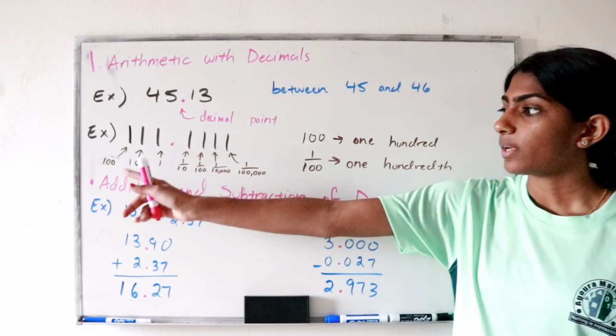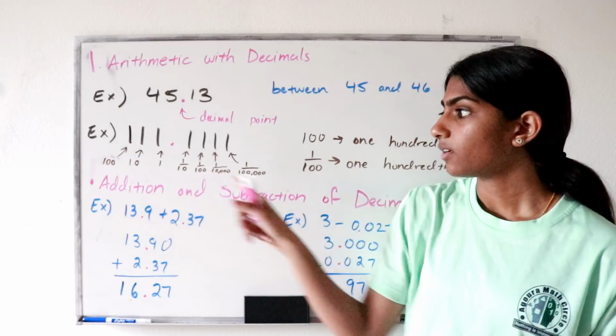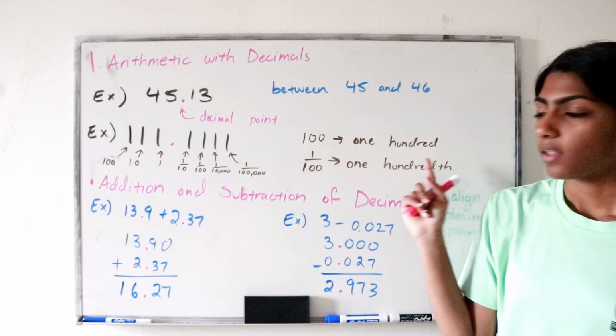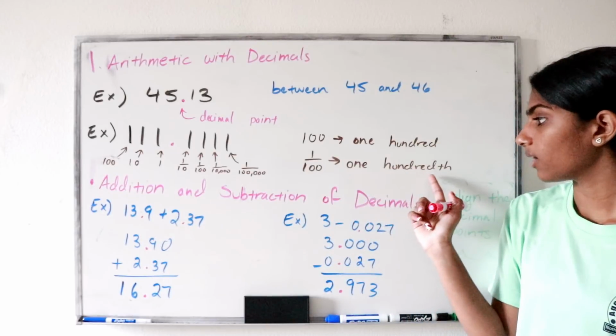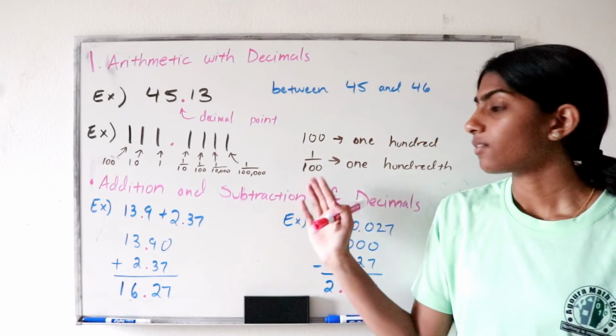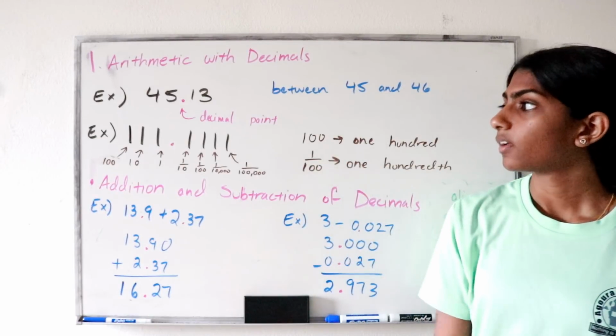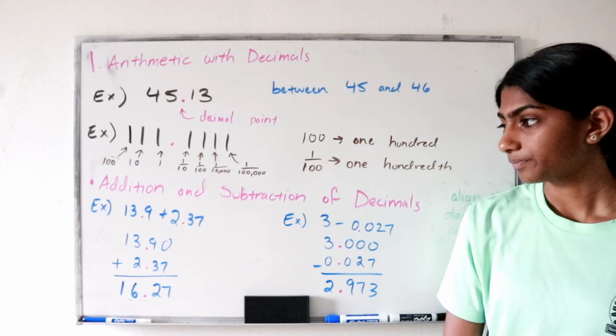So notice how for whatever's on the left side of the decimal point, for example 100, we say 100. But whatever's on the right, for example 1/100th, we say 1/100th. The th means that it's a fraction, and it's not a whole number. So let's look at addition and subtraction of decimals.